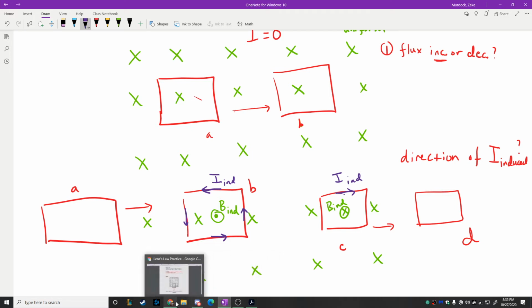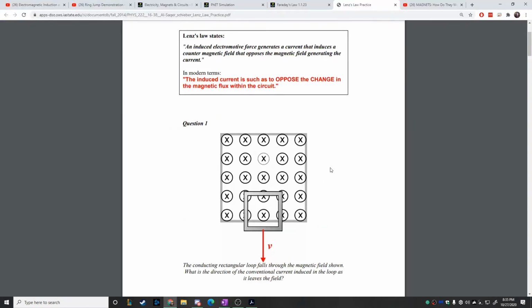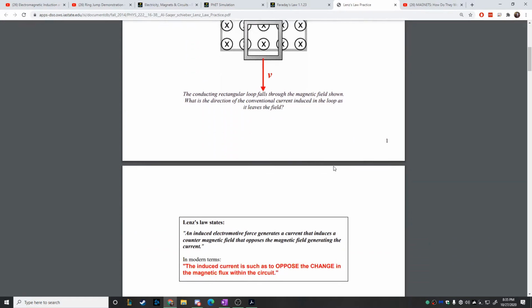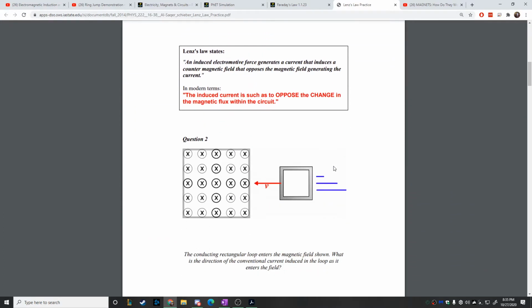I'm now going to just show you these and ask you to make a guess for yourself. All the answers for these are at the bottom, by the way, in case you don't believe me. But we just did this one, right? So I want you to say in the chat, the conducting loop enters the magnetic field. What is the direction of the current induced in the loop as it enters the field?